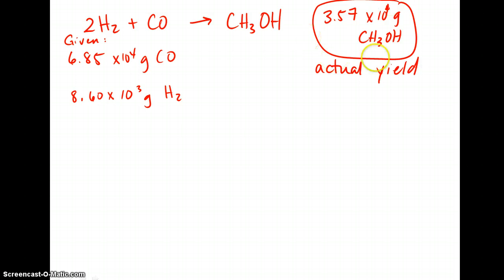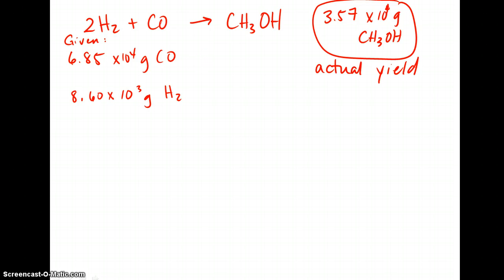We got this quantity based on the amount of reactant we put in. So we put in 6.85 times 10 to the fourth grams of carbon monoxide, and we put in 8.60 times 10 to the third grams of hydrogen. That's what we put in, and this is what we got out of the reaction. So let's see how that compares to theoretically how much we should get.